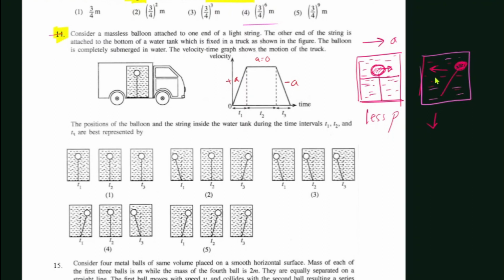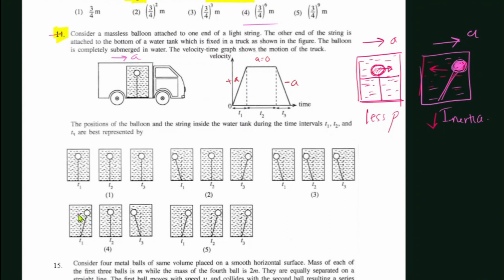What we need to consider is only the motion of the balloon. Actually, the balloon is less dense than the surroundings, therefore it has less inertia, therefore it quickly changes its state of motion. If the vehicle is moving forward, it quickly moves forward. So initially, when the acceleration is in the forward direction, the balloon quickly moves towards the front.